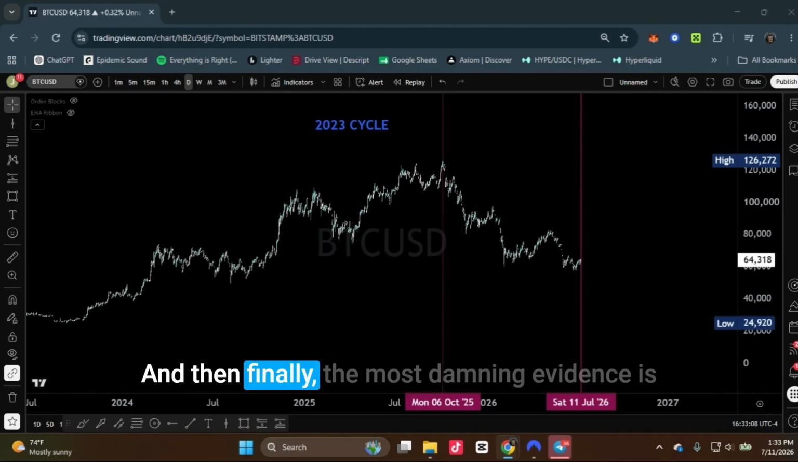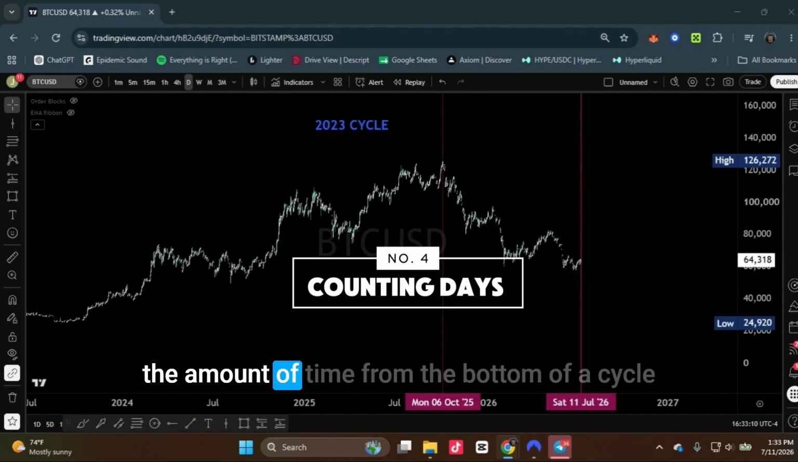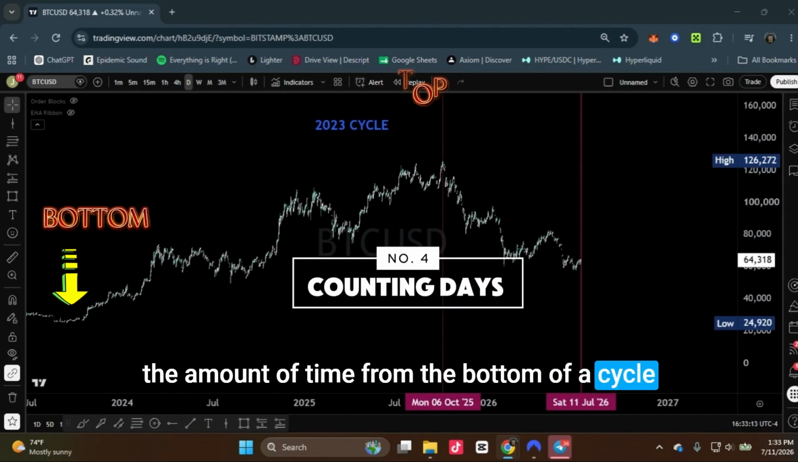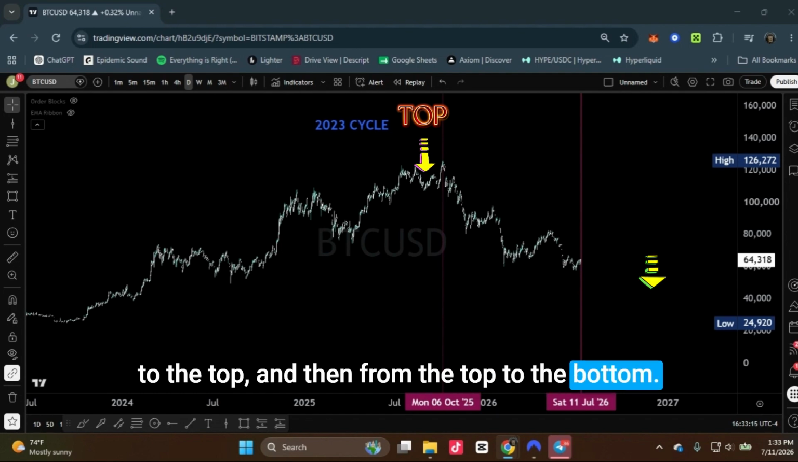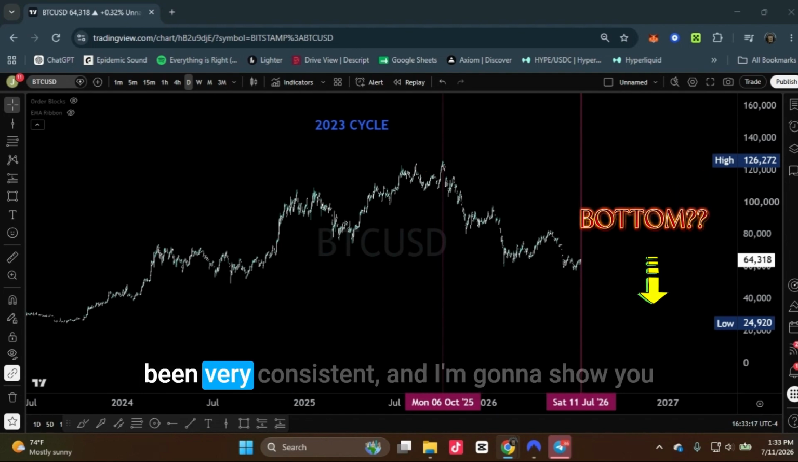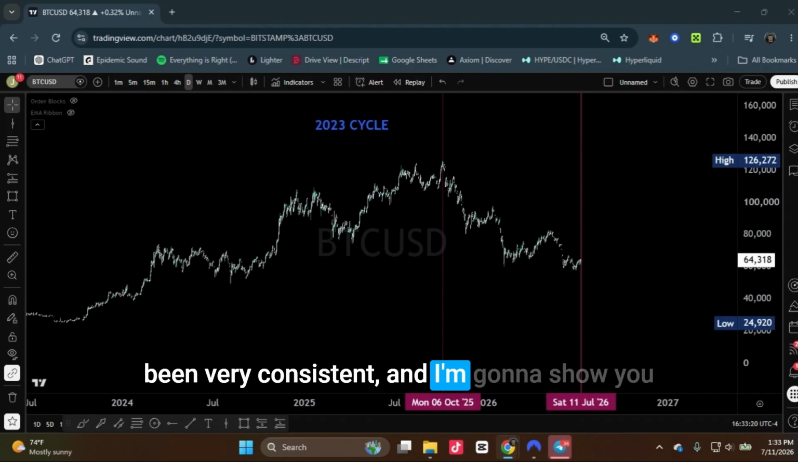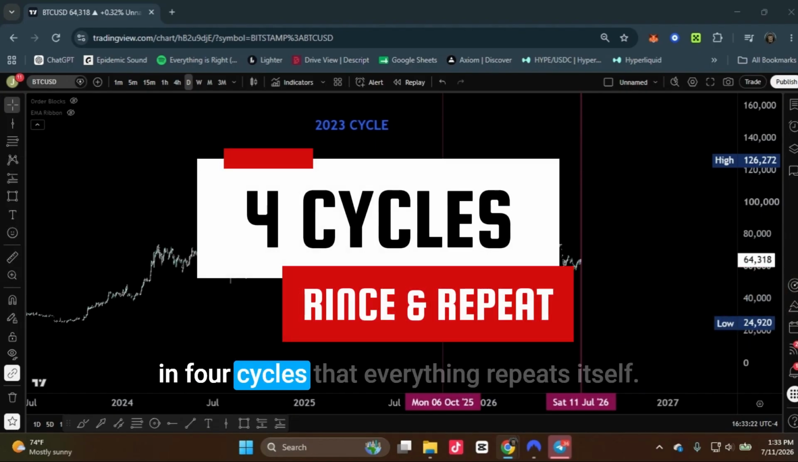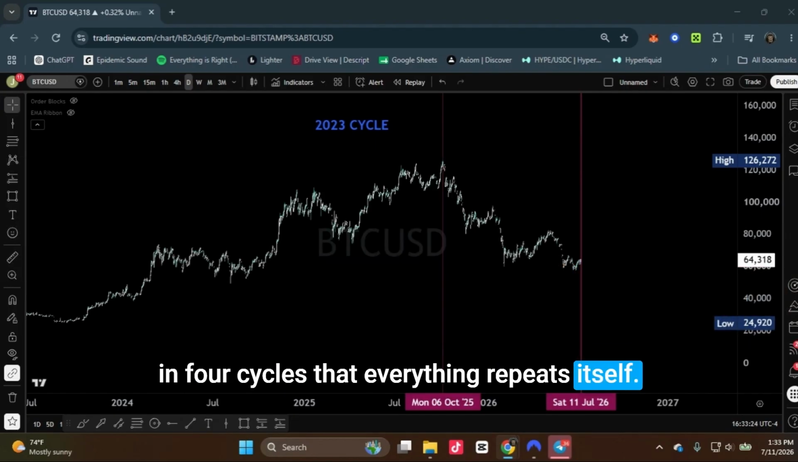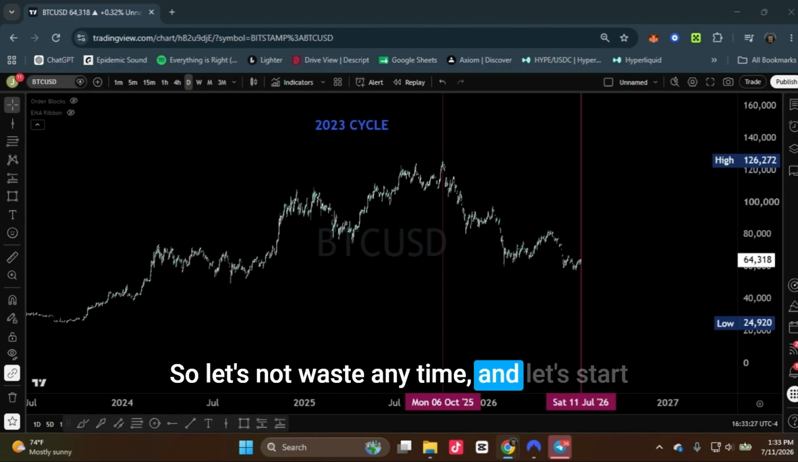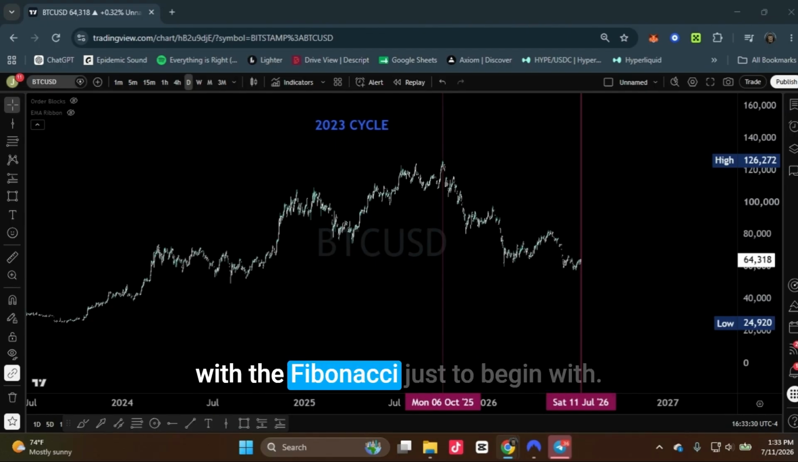And then finally, the most damning evidence is the amount of time from the bottom of a cycle to the top and then from the top to the bottom. There are a certain amount of days that have been very consistent, and I'm going to show you in 4 cycles that everything repeats itself. So let's not waste any time and let's start with the Fibonacci.